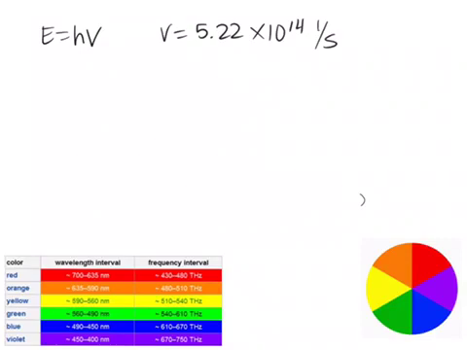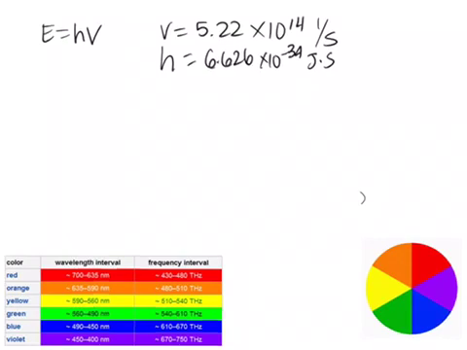Part B asks us to calculate the energy of the light. To calculate energy, we can use the equation E equals h nu, using the nu that we just calculated in Part A, which is 5.22 times 10 to the 14th inverse seconds, and Planck's constant, which equals 6.626 times 10 to the negative 34th joules times seconds.